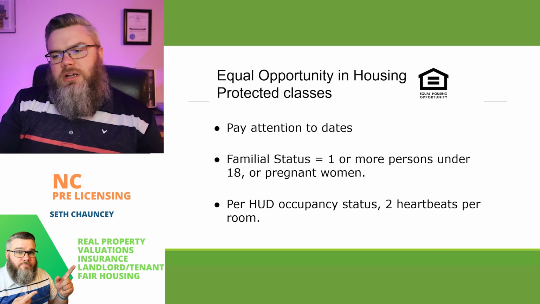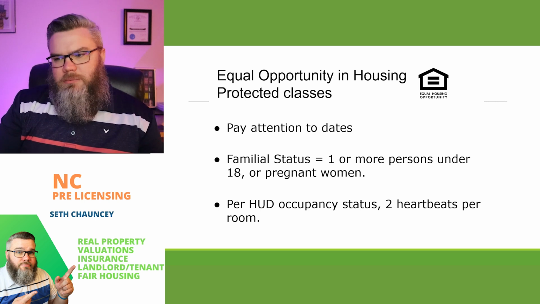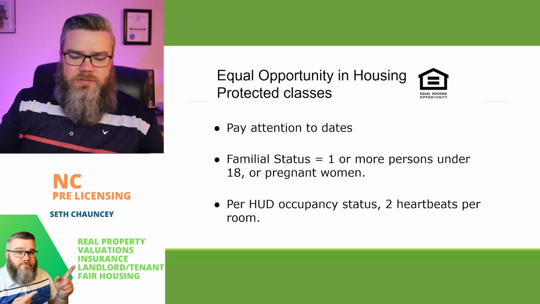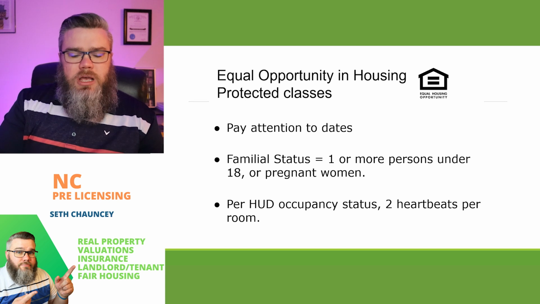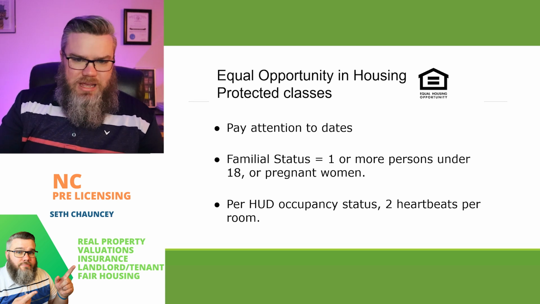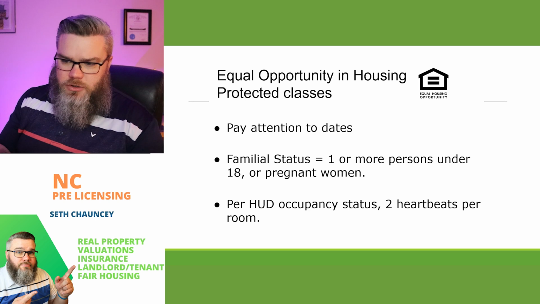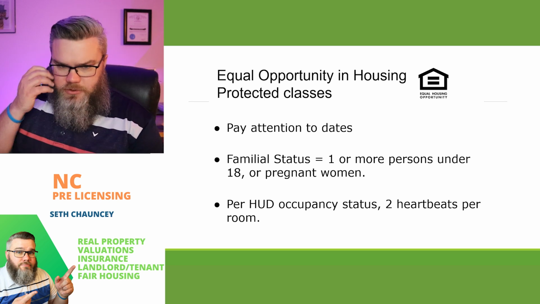HUD, the Department of Housing and Urban Development, said that you can have occupancy restrictions based on 2 heartbeats per room. In other words, if it's a 1-bedroom house, you can deny somebody who has 2 kids and 2 parents, but you're denying them based on occupancy restrictions, not the fact that they have kids. So it is okay to not allow somebody with too many people to rent or buy, under certain HUD occupancy restrictions, as long as that has nothing to do with the fact that they're kids versus not kids.